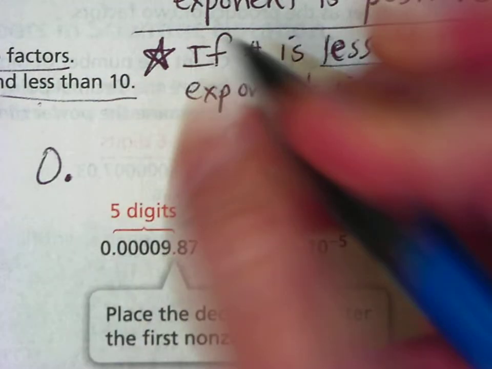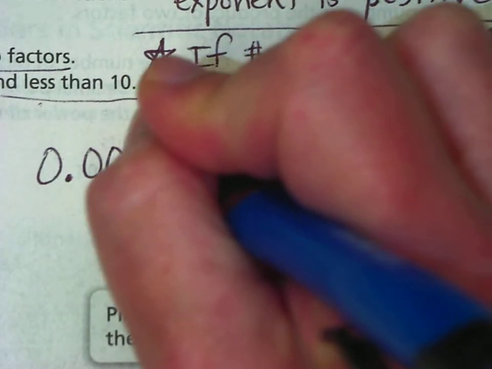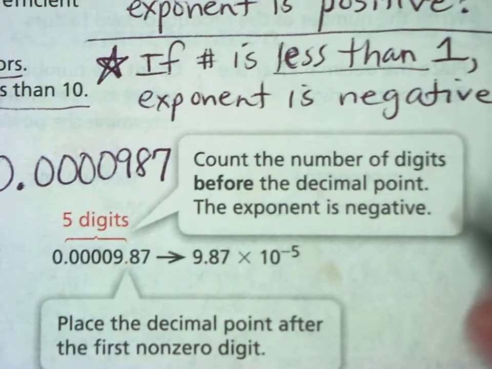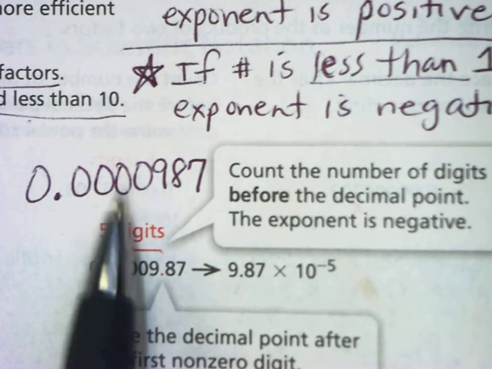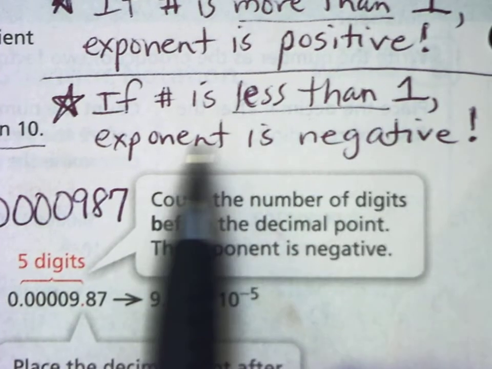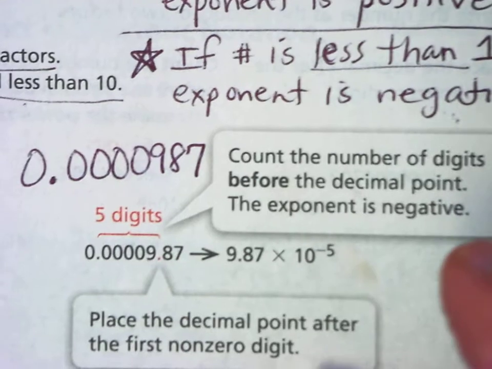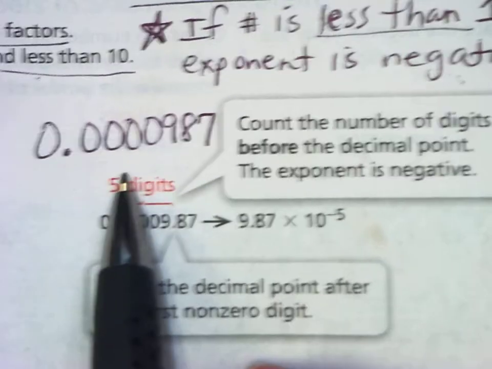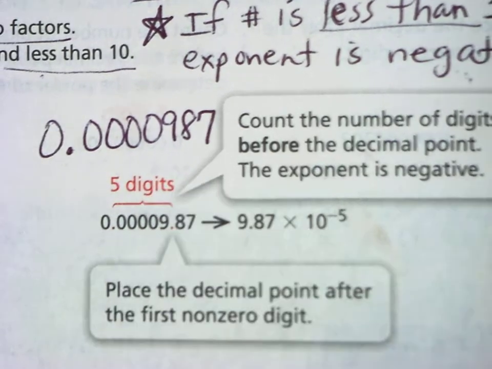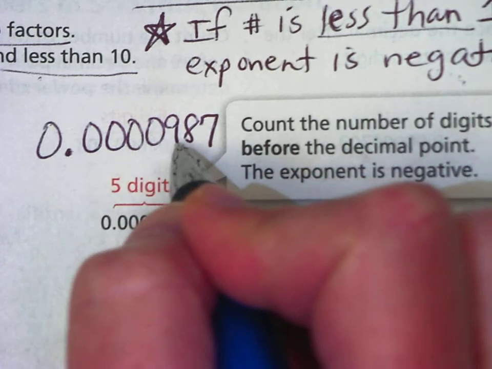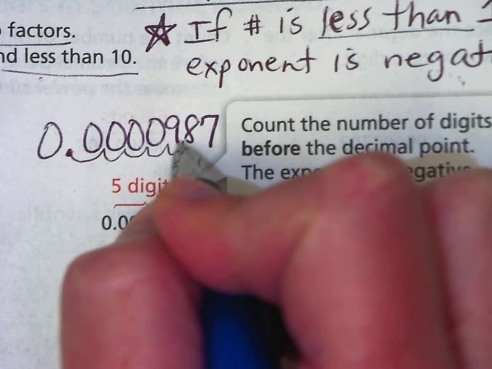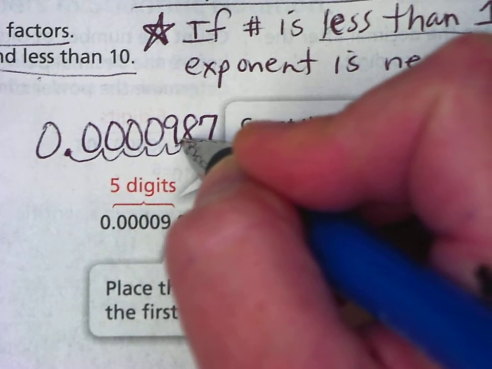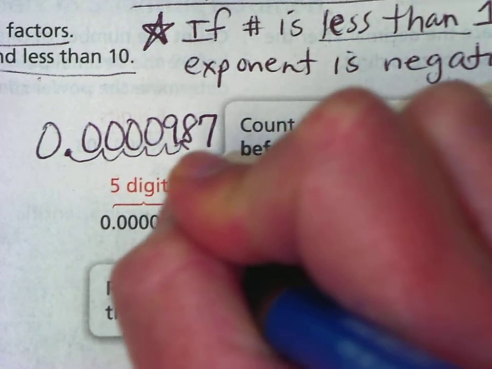Okay, so let's take a look at this number, 0.0000987. Now, if the number you start off with is less than 1, so 0.0 something is a number less than 1, then your exponent will end up being negative. Again, in order to write this in scientific notation, I need to make this number between 1 and 10. So if I move the decimal this way and count how many times I move it, 1, 2, 3, 4, 5. If I stop right there after the 9, my new number is 9.87.